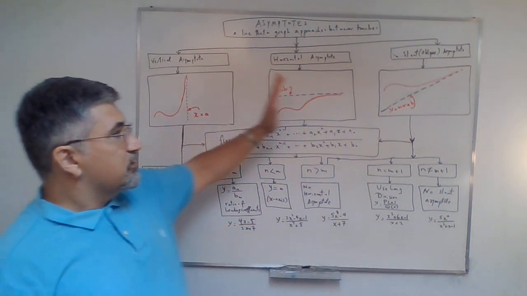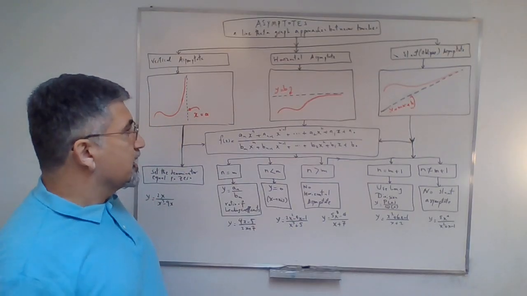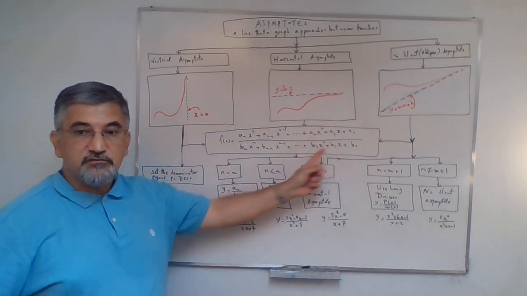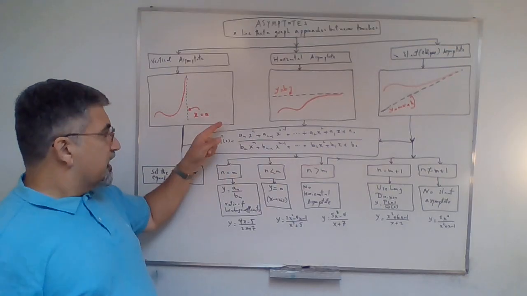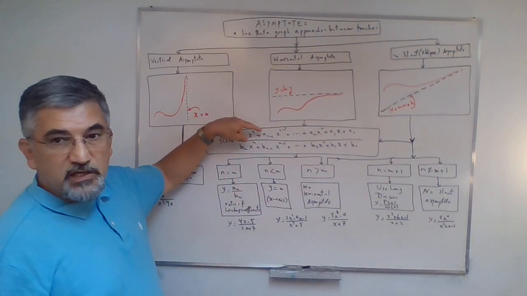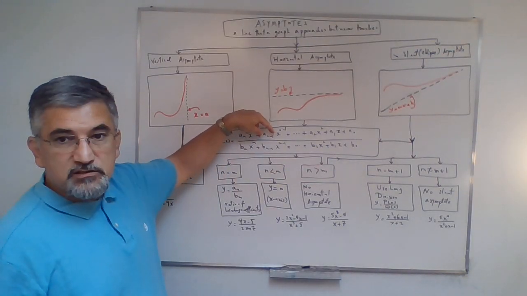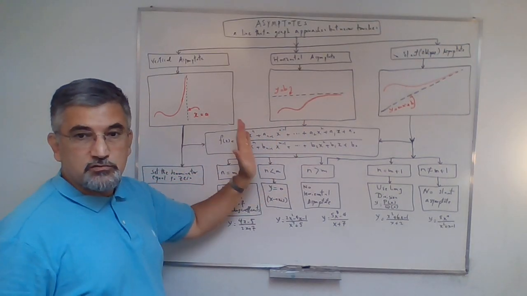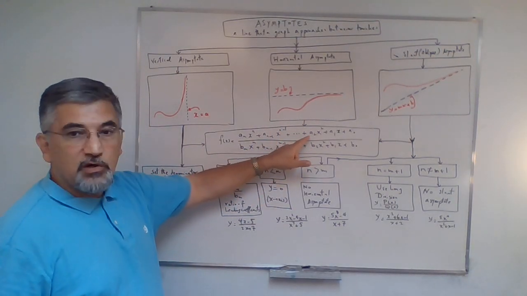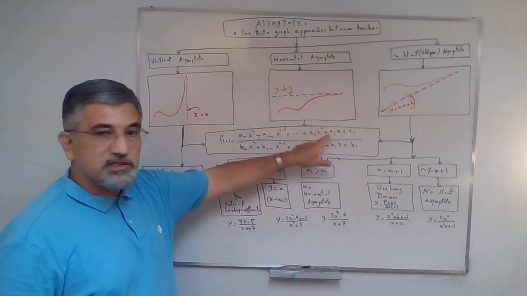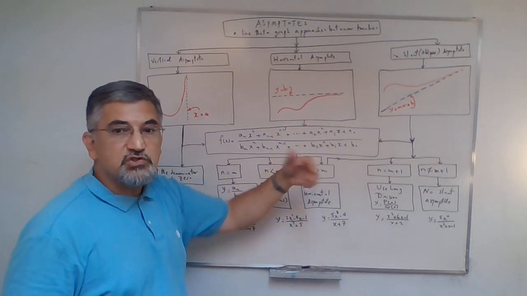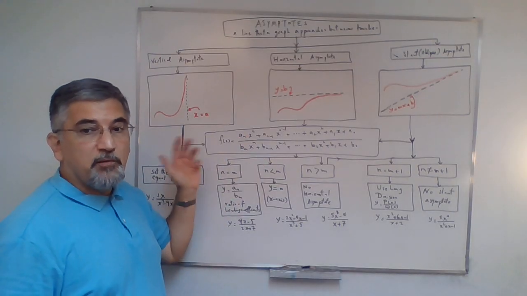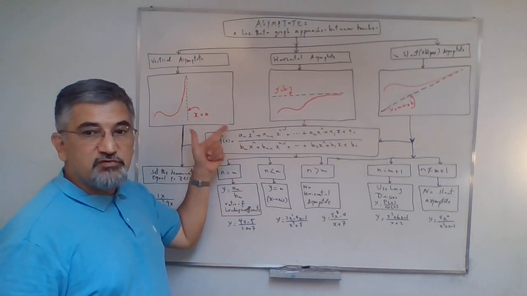So we have three different types of asymptotes. And these asymptotes happen in rational functions of the form f of x equals a sub n x to the n plus a sub n minus 1 times x to the n minus 1 plus dot, dot, dot, just like that. It continues up to a sub 2 x squared plus a sub 1 x plus a sub 0, which is nothing but a polynomial function in the numerator, a polynomial function of degree n.